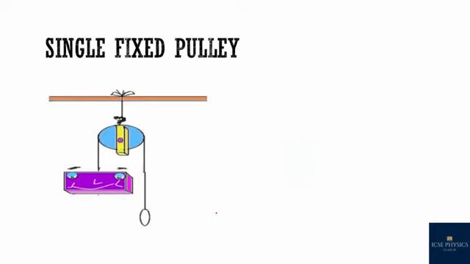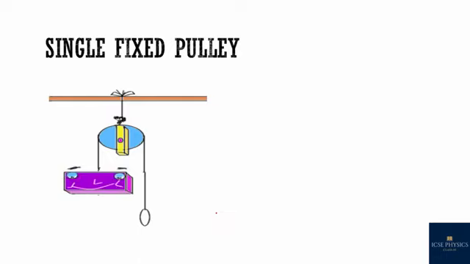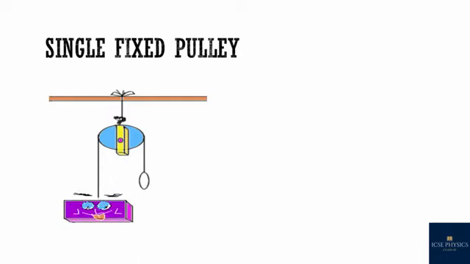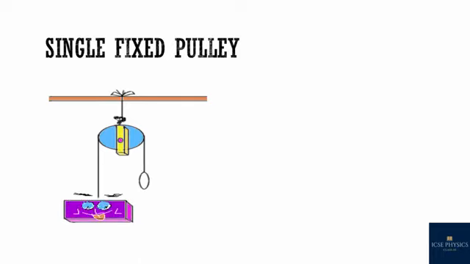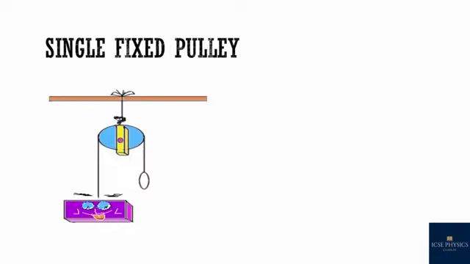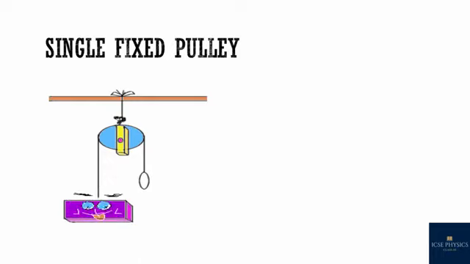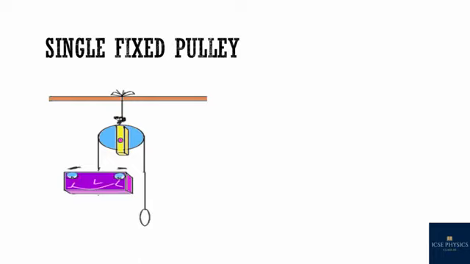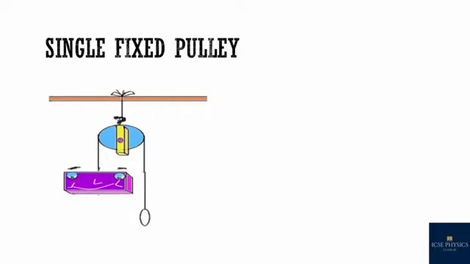First one, single fixed pulley. As shown in this figure, a pulley which has its axis of rotation fixed is called a single fixed pulley. What is this single fixed pulley used for? It's used for lifting a small load such as a water bucket or a basket. There is always some amount of friction between the string and the rim of the pulley, but in this case we consider that this pulley is ideal.